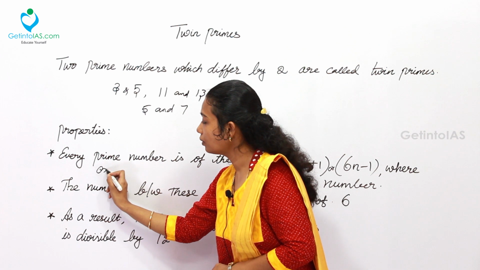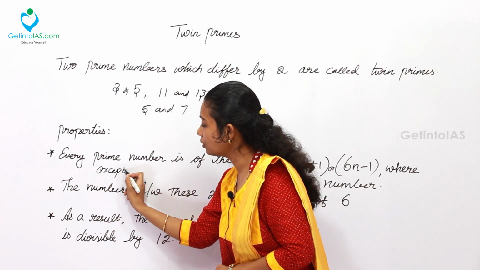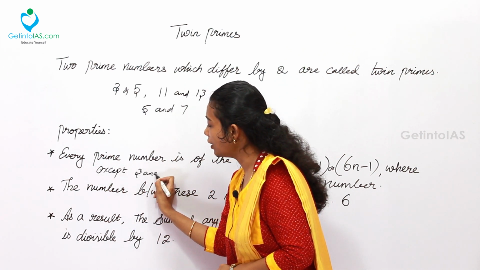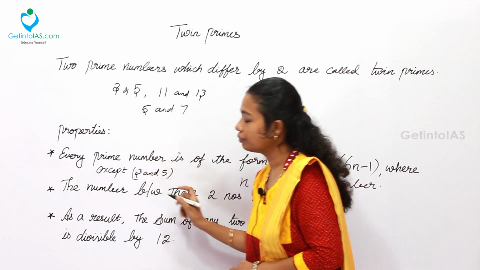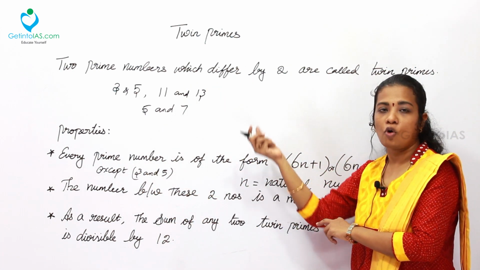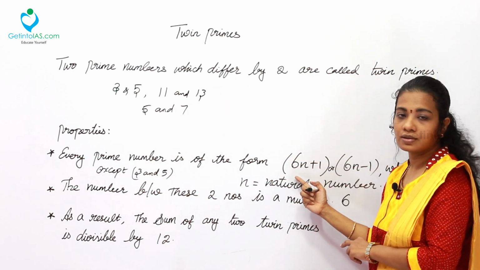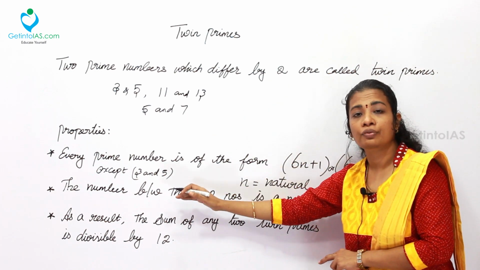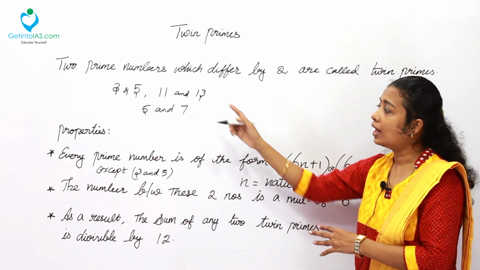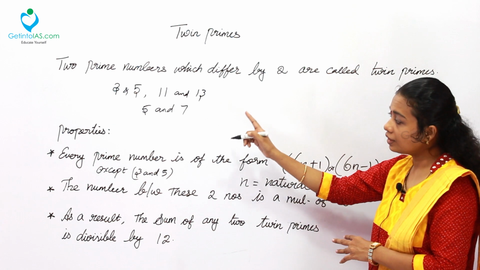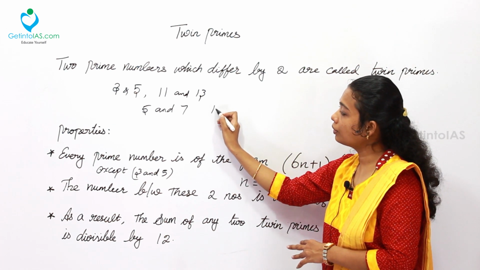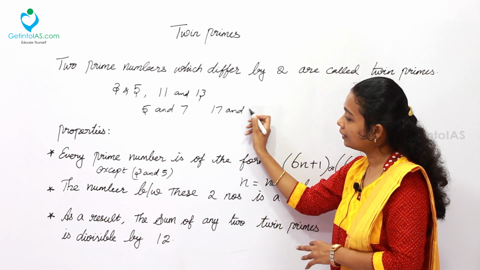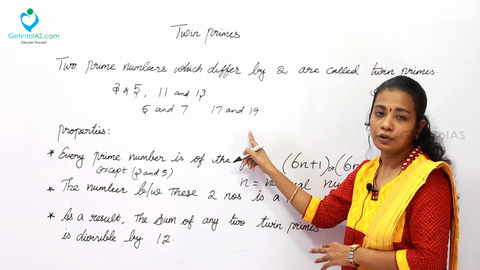You can write down, except 3 and 5. Why? Because 3 and 5 are not greater than 6. So, except 3 and 5, every number you can take: 11 and 13, 5 and 7, also one more pair, 17 and 19. It is also a twin prime.